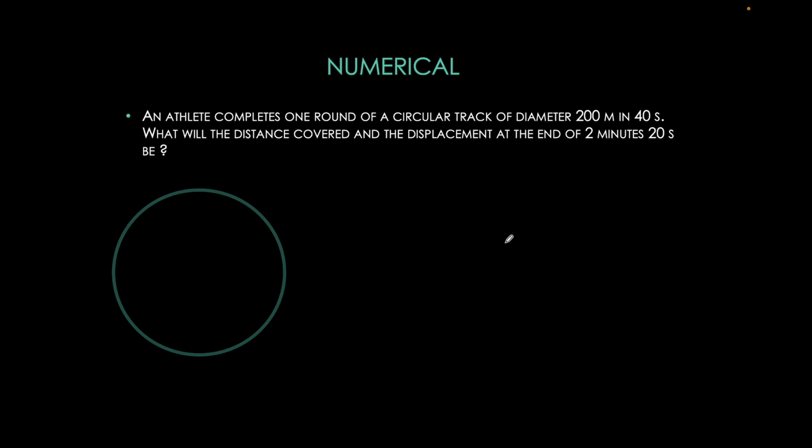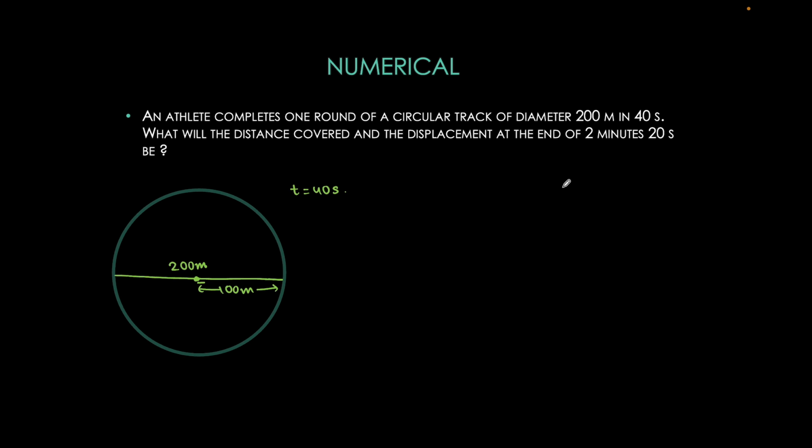The question goes like this: an athlete completes one round of a circular track of diameter 200 meter. So basically the diameter of this entire circle is 200 meter, meaning that the radius is 100 meter, right? In 40 seconds. So the time given is 40 seconds. What will be the distance covered and the displacement at the end of 2 minutes 20 seconds?